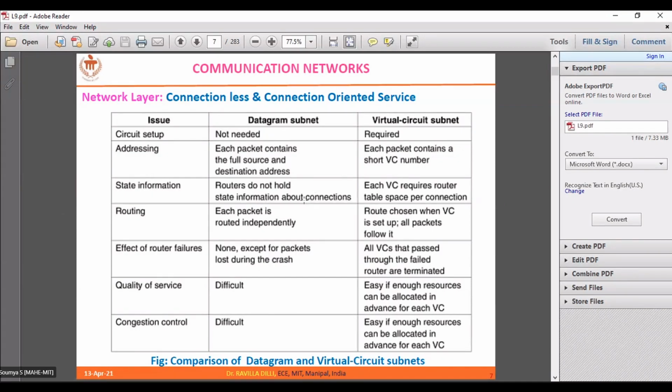The routers in the datagram subnet do not hold the state information about the connections. That is, they do not know whether that particular connection exists or not. Whereas in a virtual circuit subnet, it is definitely required because you are going to use the same circuit throughout the communication. Routing: each packet is routed independently, whereas in this case, the route is chosen when the virtual circuit is set up, and all the packets are going to follow the same route.